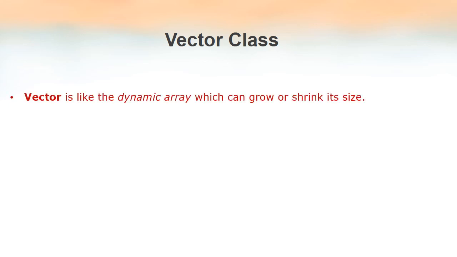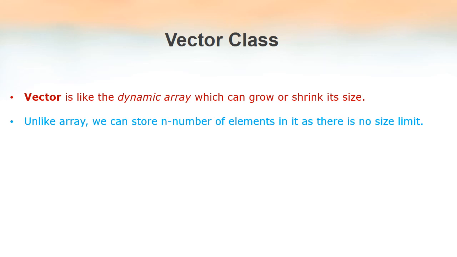So vector is like a dynamic array. That means it can grow or shrink depending upon the functions we perform. If you have declared a vector of a certain size, say 5, it is possible to change that size during the running time of the program. Changing size means it can be reduced or increased. Since it is dynamic, we can store n number of elements. There is no size limit as in the case of an array. So I hope you understood the difference between vectors and arrays.